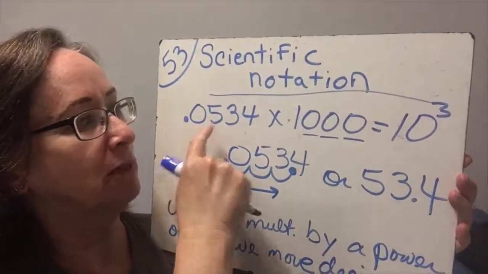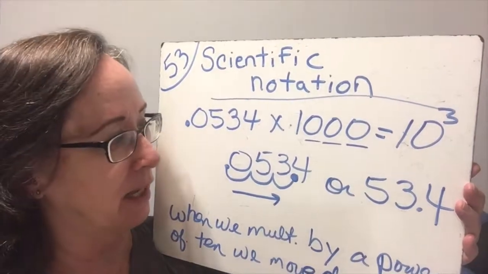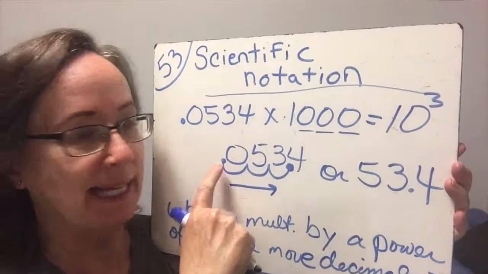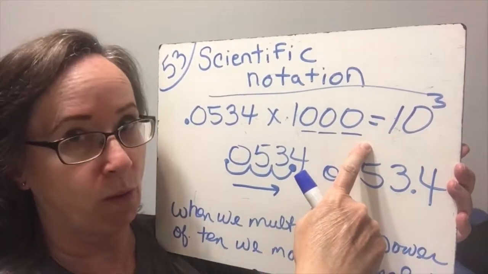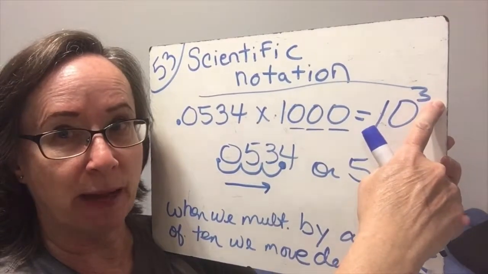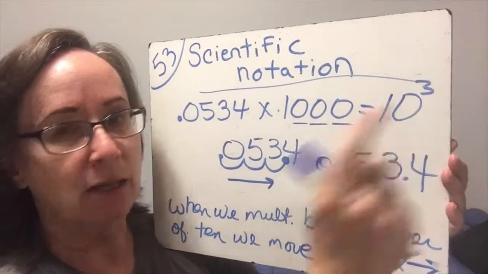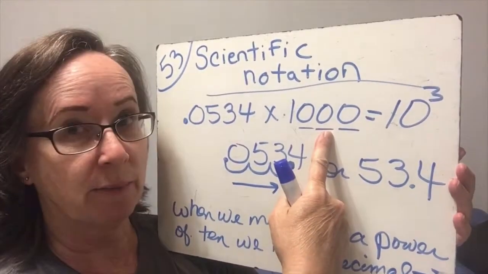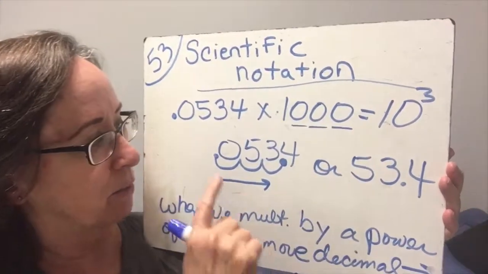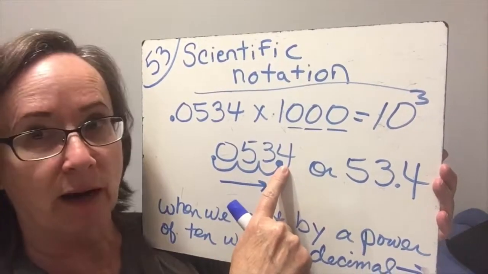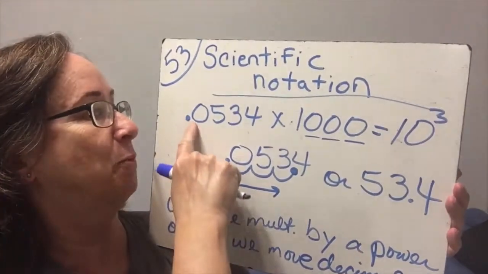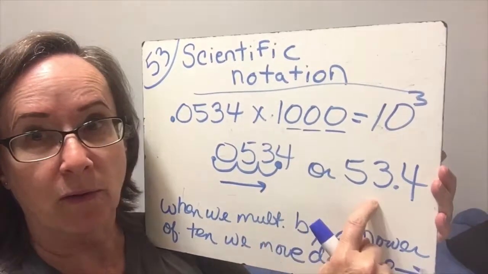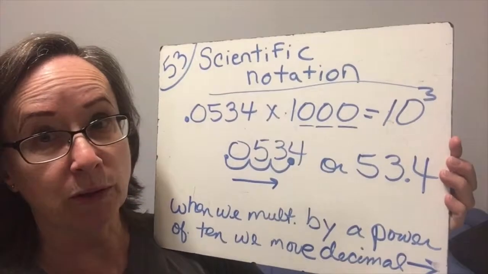So when we're multiplying by a power of 10, we move the decimal from where it was before the number of places that we have zeros, or the exponent on the power of 10. So they're both 3, so we're going to move 3 steps to the right, because isn't our number getting bigger? When our number's getting bigger, we're moving the decimal to the right. So we moved it 1, 2, 3 steps to the right, which now, instead of 0.0534, we have 53.4. And our rule is here.